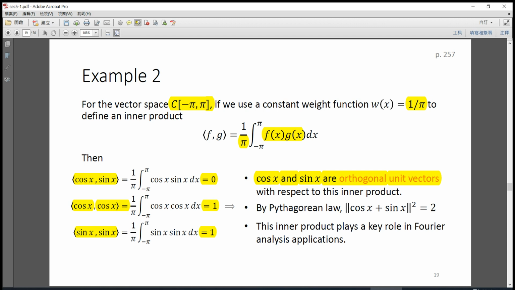Because cosine x and sine x are orthogonal, we can apply the Pythagorean law to compute the square of the norm of cosine x plus sine x, which equals 1 plus 1. So the square of the norm of cosine x plus sine x equals 2. This type of inner product plays a key role in Fourier analysis applications.